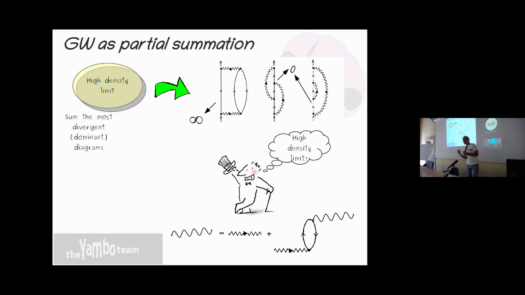And you understand that from a physical point of view, it respects the dielectric picture we had at the beginning, because it is the regime where the density in this room is so high that the only way to move is to move all together. So in the high density regime, you produce mostly collective excitations.